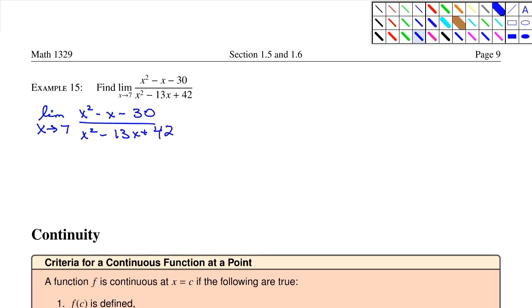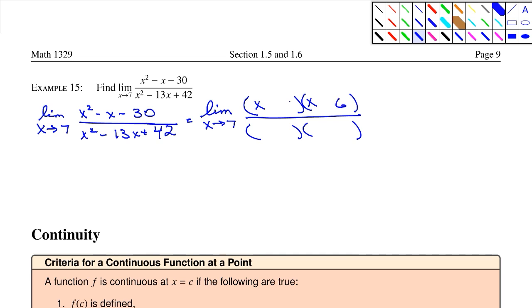So rewrite the original function, and then let's factor. And we have x and x. What two numbers multiply to give you 30 and subtract to give you 1? That would be 6 and 5. And the 6 has to be negative, the 5 has to be positive.